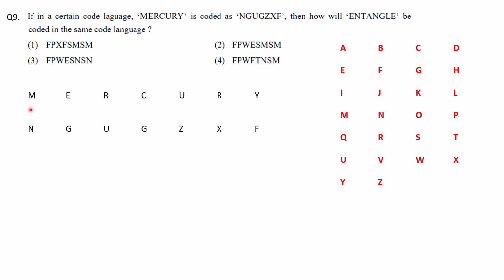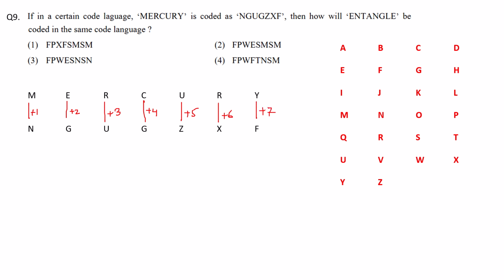Now let's see the pattern. So M is coded as N, and if you see the series after M, N is there. Then E is coded as G. Now E to G, you have to move 2 steps forward. Next R is coded as U. So R to U, you have to take 3 jumps. 1, R to S, then S to T, and then T to U. So if you see the order, it is +1, then +2, then +3, and same way if you see C to G, it is +4, then +5, +6, and then +7.